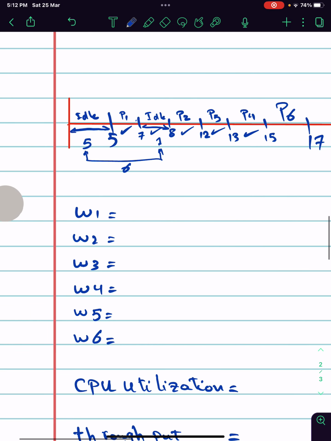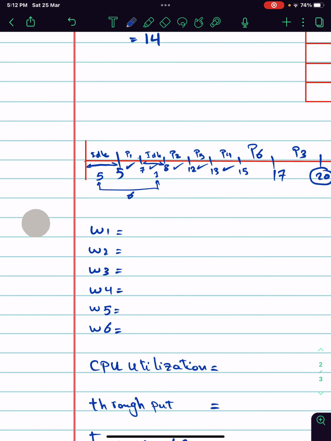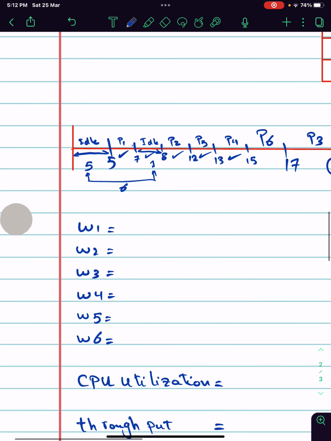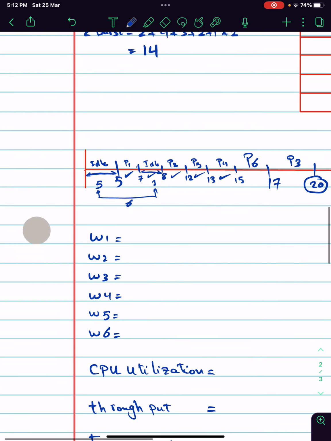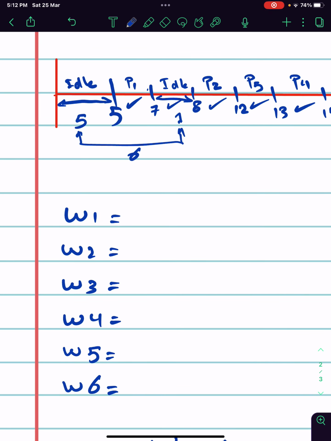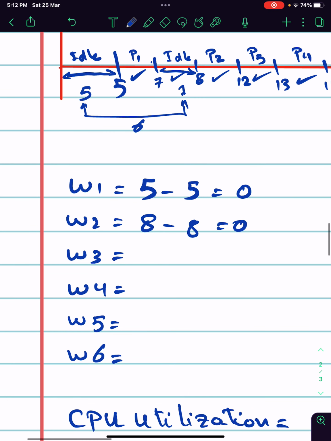Now again, you can use the waiting time, either start minus arrival, or the finish minus arrival minus the burst. This time I'm just gonna use the first equation to save time. So P1 is going to be 5 minus 5. This is going to be a 0. It didn't wait because this is the very first one. Also, P2 is going to be 8 minus 8. This is going to be a 0, right?